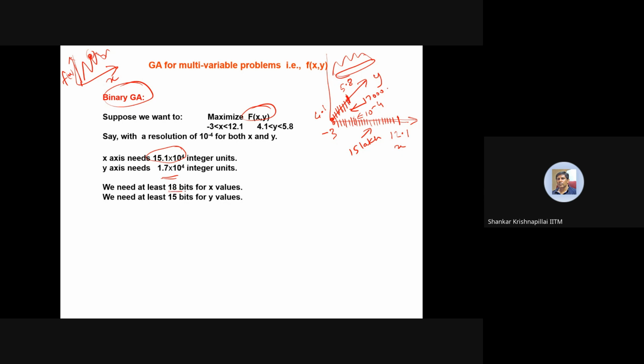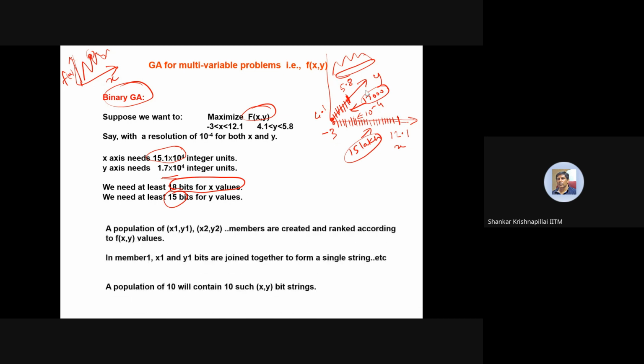So we need 18 bits to represent 15 lakh integers on the x-axis. We need 15 bits to represent 17,000 integers on the y-axis. So it's becoming more complicated for binary genetic algorithm. So the population of x1, y1, x2, y2 members are made and ranked according to f of xy values. Okay, so this is one population member x1, y1. This is another member x2, y2, etc.